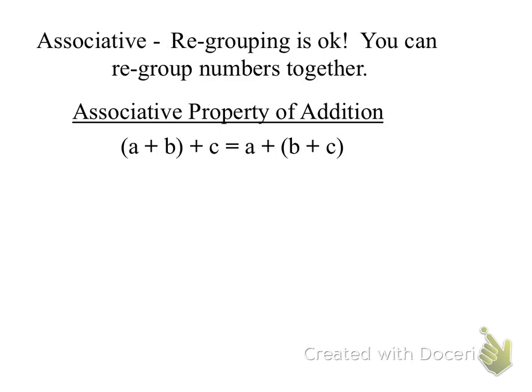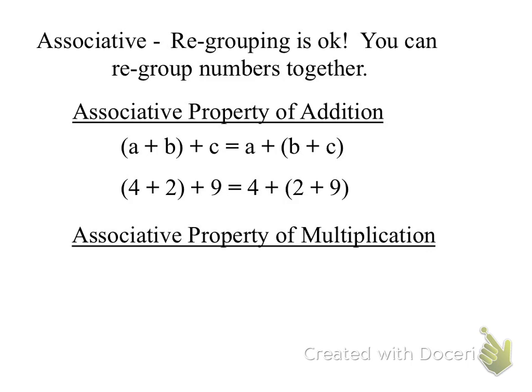Okay, so if I had numbers, who's hanging out on the left side of the equal sign? 4 and 2. And who's hanging out on the right side? And the order doesn't change. Now, with the associative property of multiplication, the only difference is it's multiplication straight across. A times B times C versus A times B times C. But the group in the first one is A and B, and the group in the second one is B and C.